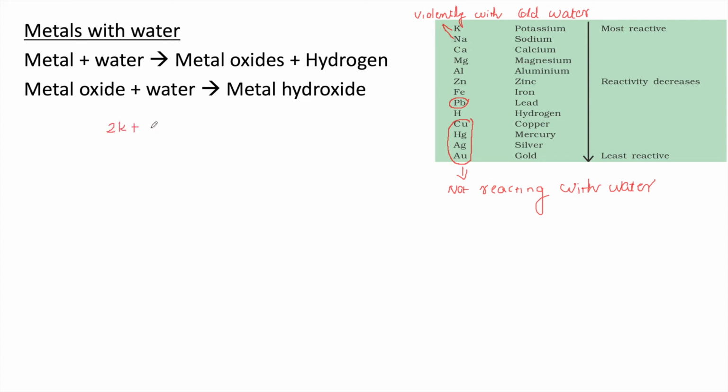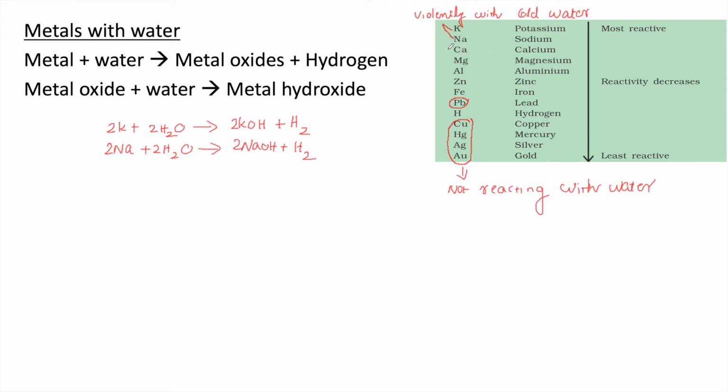2K plus 2H2O. Potassium with water. What is it forming? Potassium hydroxide. Okay. Potassium hydroxide and hydrogen. The same way sodium also reacts with water to form sodium hydroxide plus hydrogen. Next we can consider calcium.